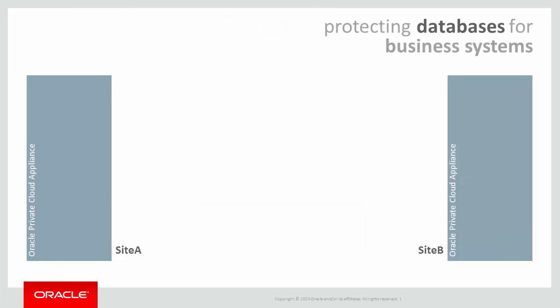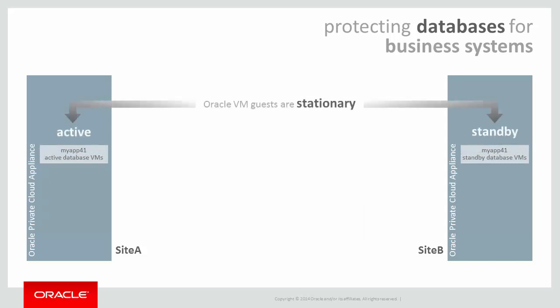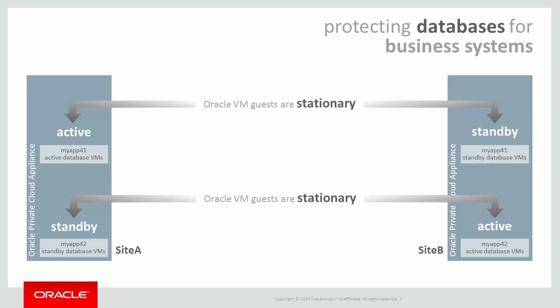Oracle Database should be deployed for compliance with Oracle's MAA blueprint for maximum availability and data integrity. This means an active Oracle Database for MyApp 41 is installed and running on an Oracle VM guest at Site A, and a standby Oracle Database for MyApp 41 is installed on a running Oracle VM guest at Site B. These two Oracle VM guests are stationary, meaning they don't move between sites. In an MAA deployment, Oracle DataGuard is responsible for keeping the active and standby database in sync at all times. The single instance database for MyApp 42 is deployed the same way, but the active database is at Site B, while the standby database is at Site A.